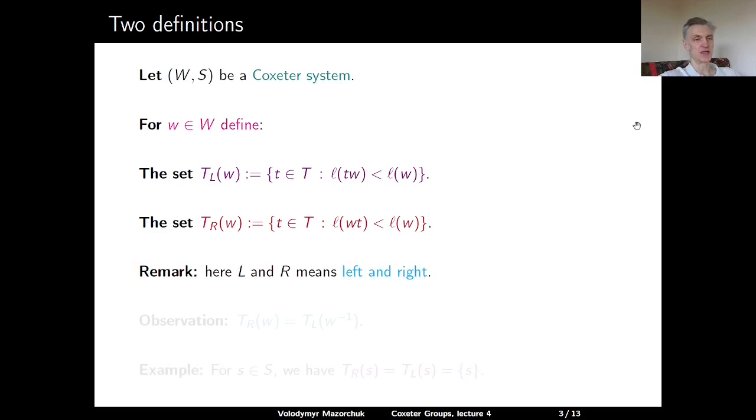In these two notations, the letters L and R represent left and right. Of course, directly from the definitions we see that T_R(w) is equal to T_L(w inverse). This is because the expression for w inverse is the reverse of the expression for w. So for example, if we take an element s which is a simple reflection from S, then T_R(s) is equal to T_L(s) and is equal to {s}.